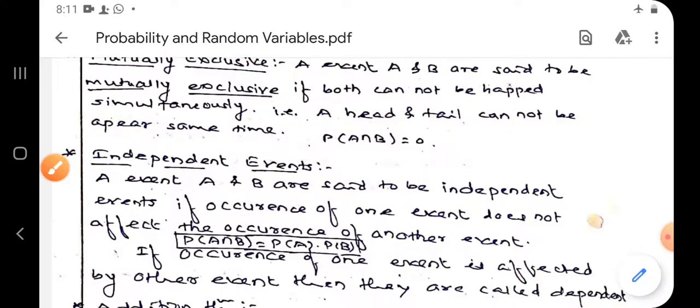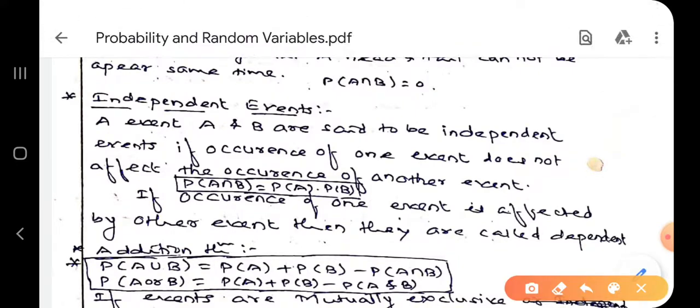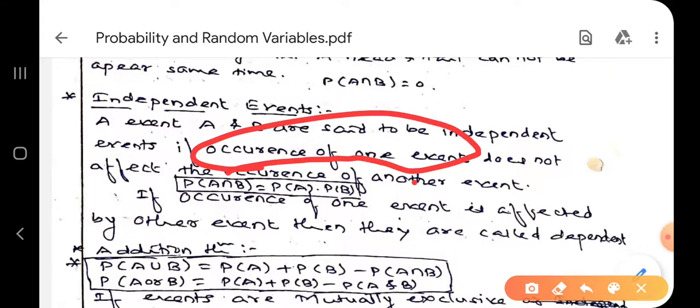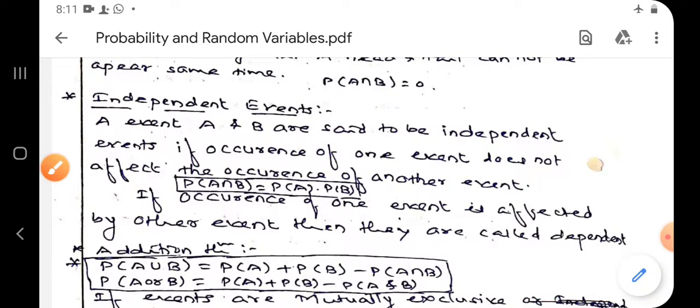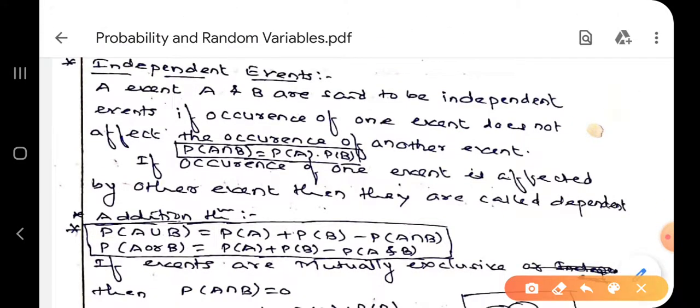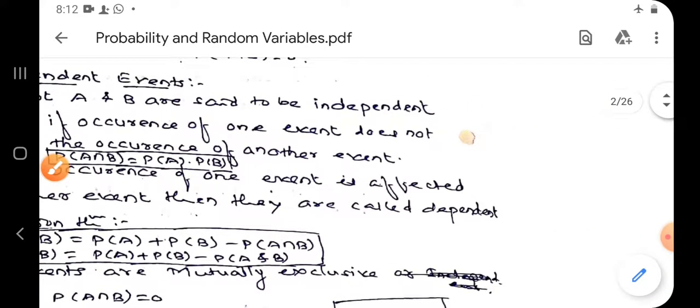Correct? Same way I can define independent events. Independent means one event does not depend on other. If the event is occurring, then it does not affect the other event. Two events A and B are said to be independent events if occurrence of one event does not affect the occurrence of another event. Means A occurs separately, B occurs separately. And in that case, P of A intersection B is equal to P of A into P of B. This you have to keep in your mind.